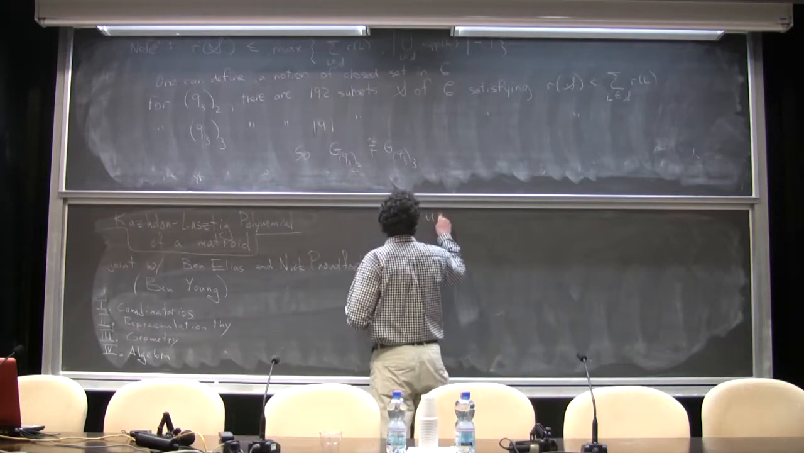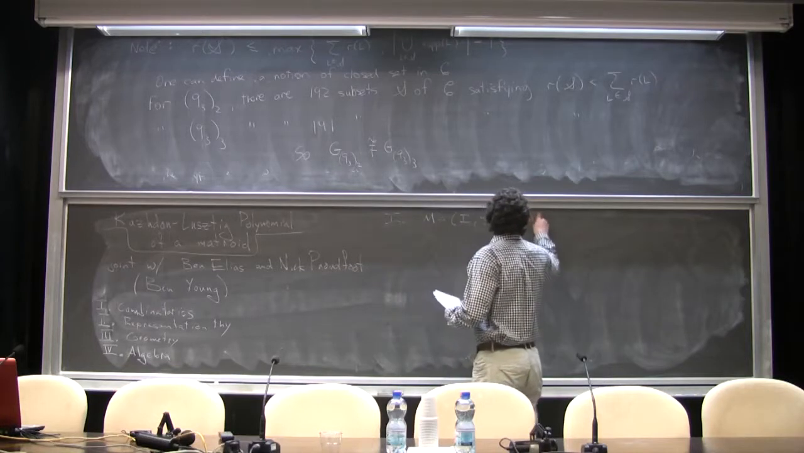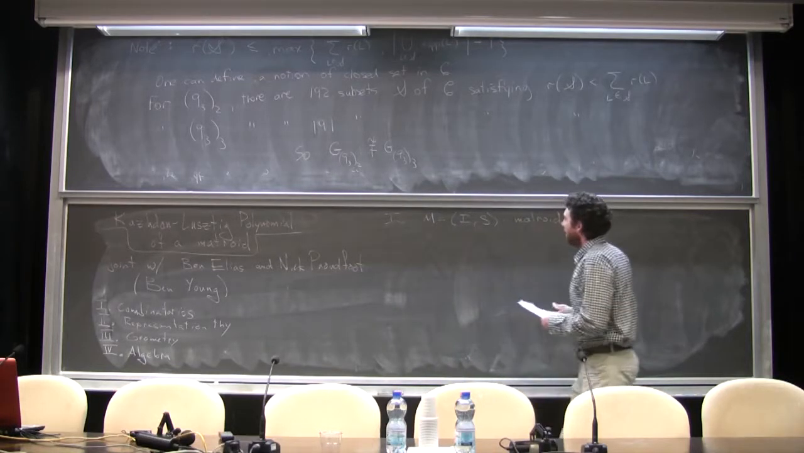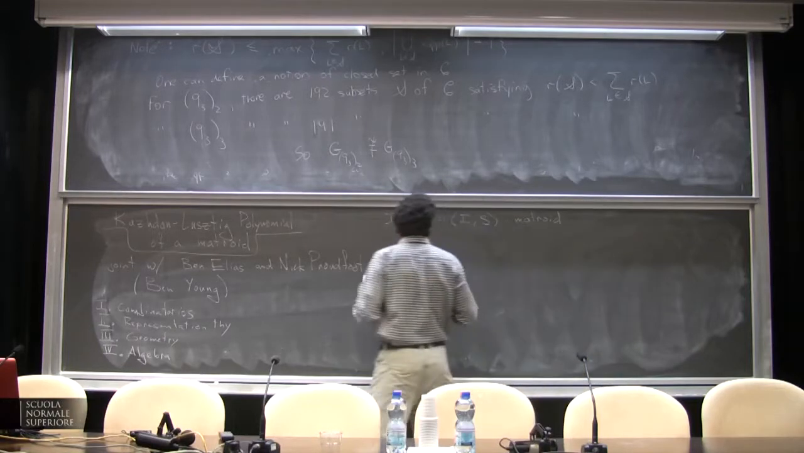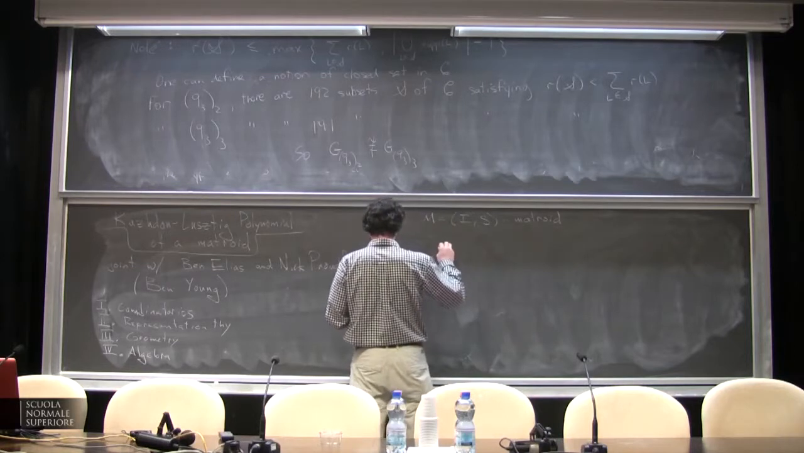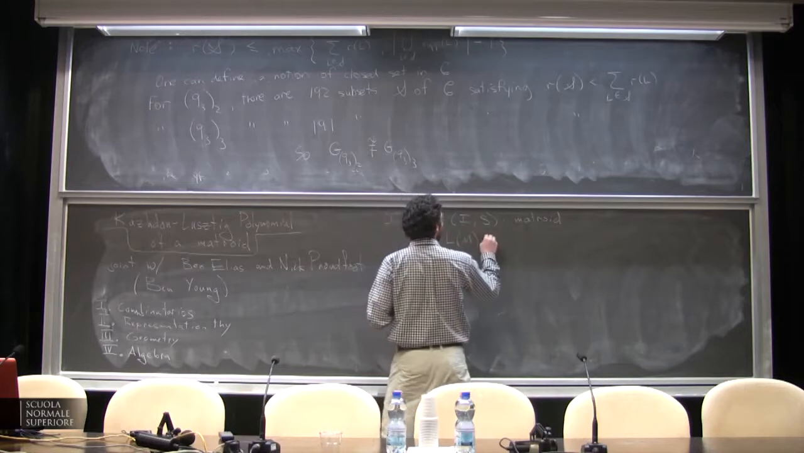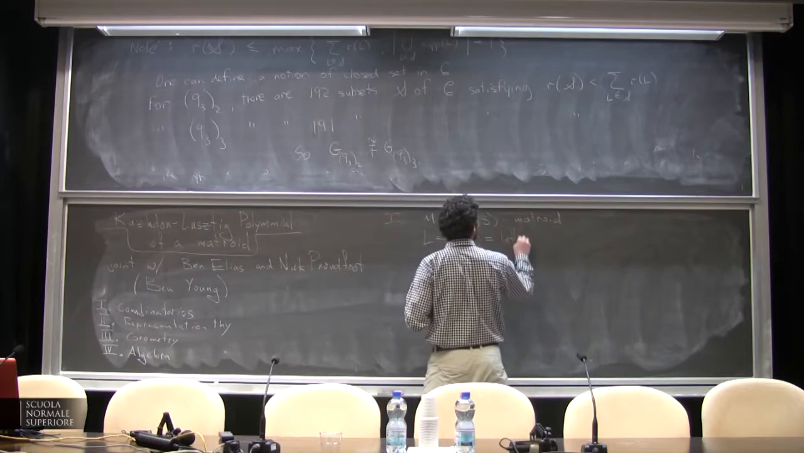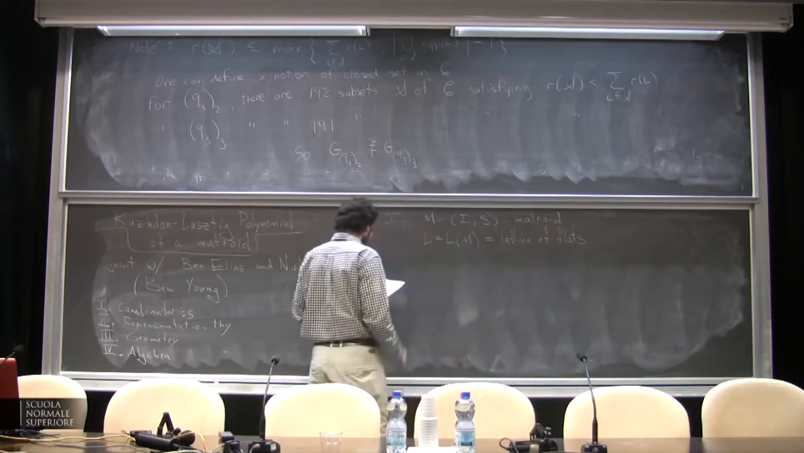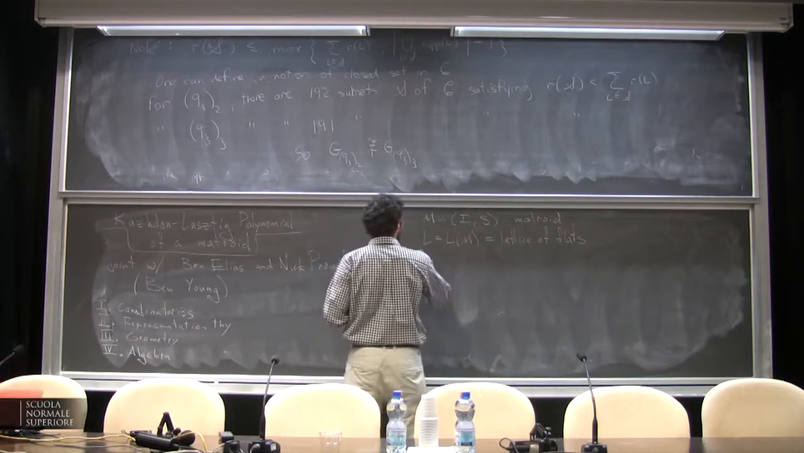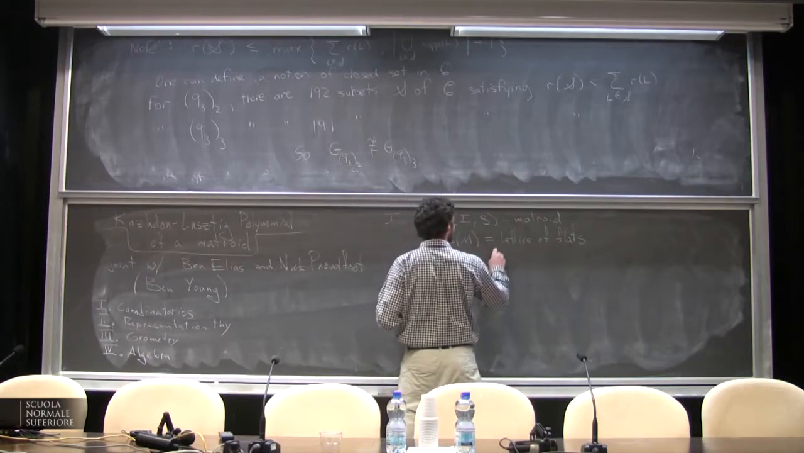I'm going to have M be a matroid. This is my ground set, and these are my independent sets. And I'm going to make L or L of M be my lattice of flats. And I'll have this be my characteristic polynomial.